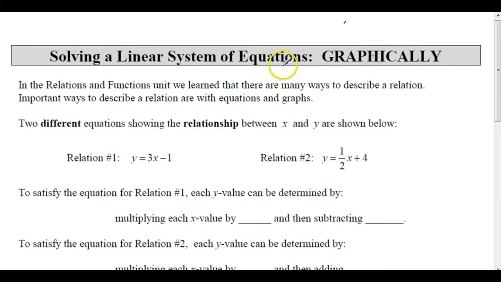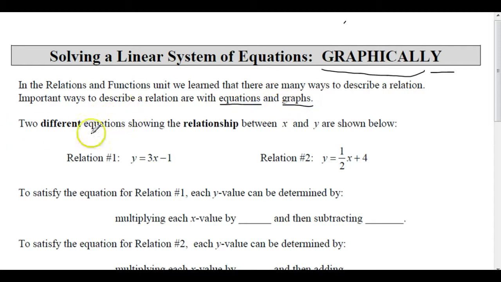Solving a linear system of equations graphically. Okay, draw a straight line. In the relations and functions unit, we learned there are many ways to describe a relation. Right? We had arrow diagrams and ordered pairs and tables of values, but one of the most important ways is an equation and a graph.